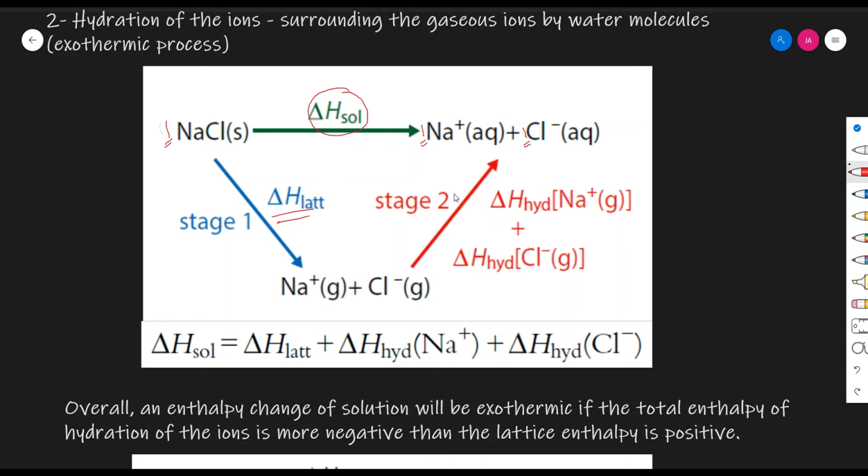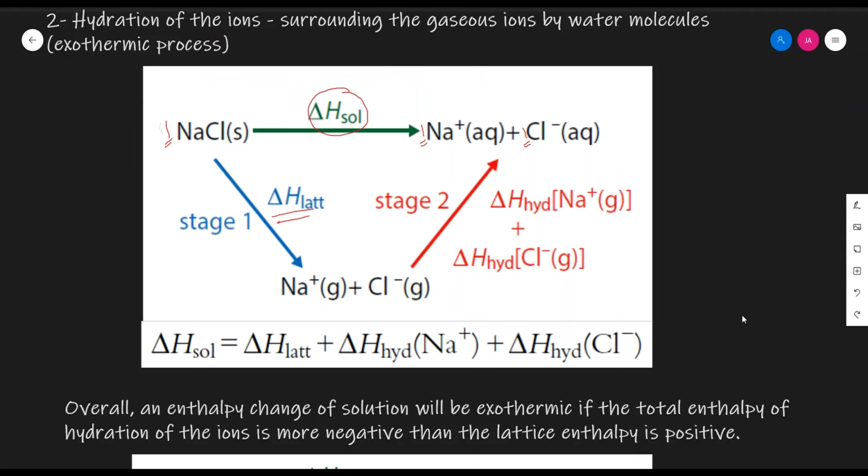Overall, the enthalpy change of solution would be exothermic if the enthalpy changes of hydration were more negative than the lattice enthalpy is positive, and vice versa. I've stated this here, and I've added another cycle to represent it.